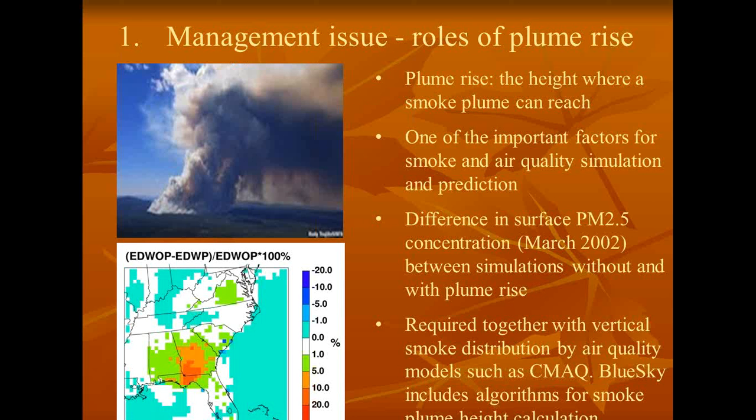Plume rise, by definition, is the height of the top of a smoke plume. It's one of the important factors for smoke and air quality simulations. Fire emissions, for example, if the emissions go above the PBL height, or boundary layer, then a majority of smoke particles will likely be transferred out of the burning area. So there is a high possibility to impact downwind big cities.